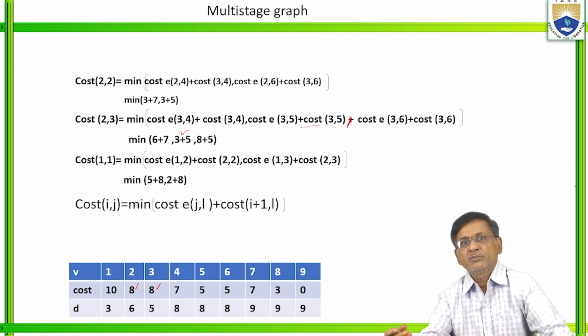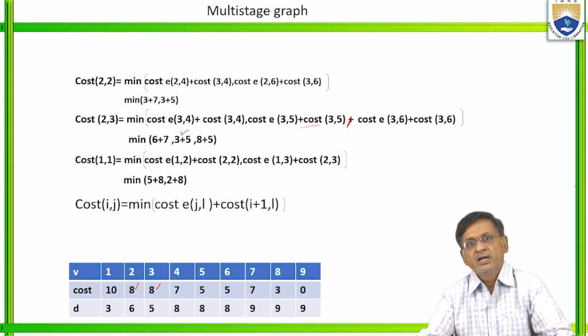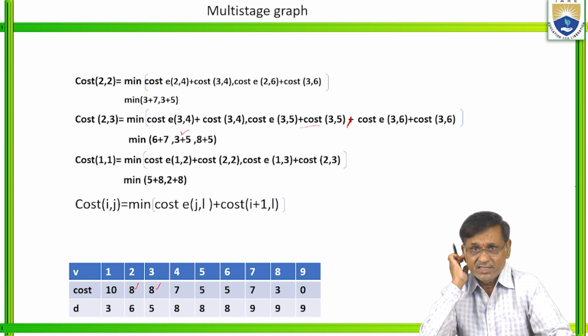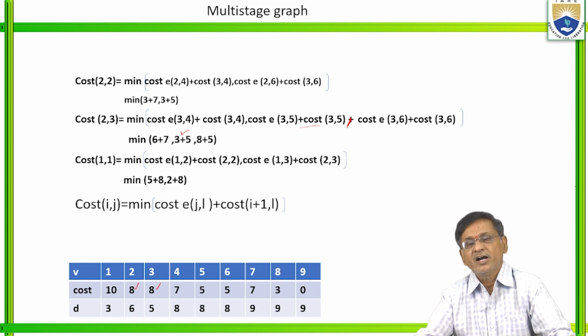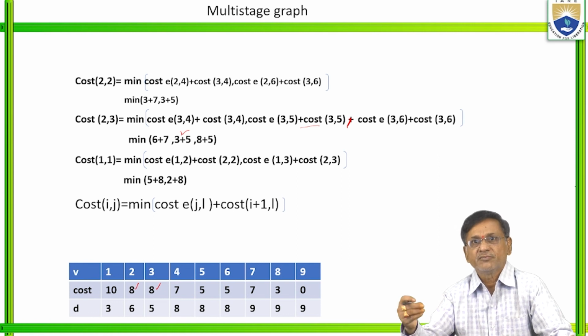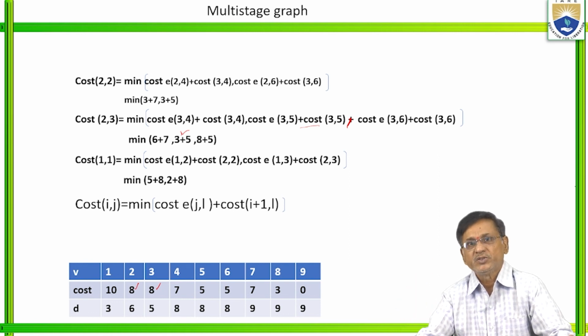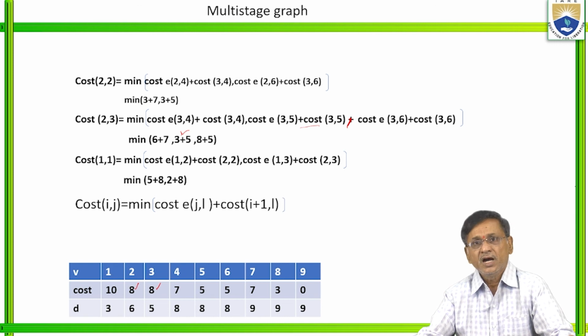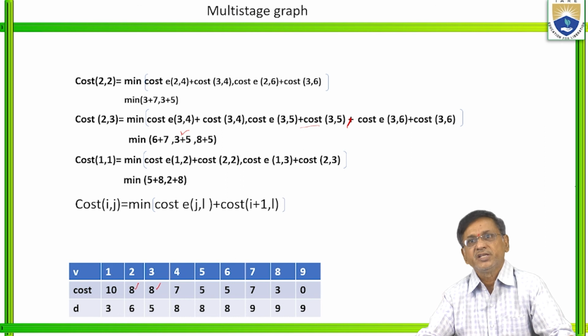So the general formula is cost of stage i, vertex j is equal to minimum of cost of an edge j to l plus cost of i plus 1, comma, l. This is the formula you can use for finding out the values. Then, after finding out the values, we have to take the decision in each stage. So, by using the dynamic programming technique, we have to find out the decision in each stage.